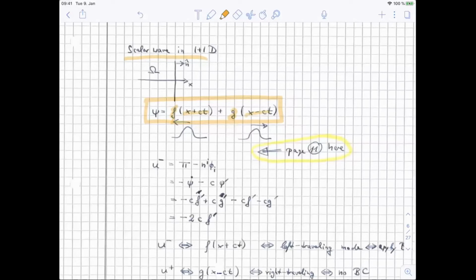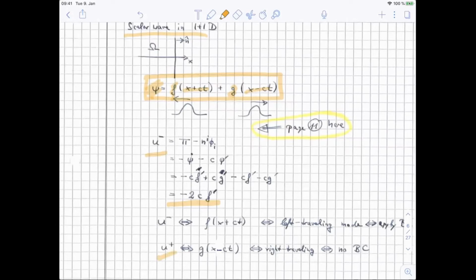If you now evaluate, for this generic solution psi, the two modes I was just spelling out for you, well, the calculation isn't particularly long. The important part is that one of the two modes condenses down to being essentially f. So u minus, the left moving characteristic mode, is f, or the derivative of f. And u plus turns out to give you the right moving mode, g. So the characteristic modes do reproduce simpler results in lower dimensions.